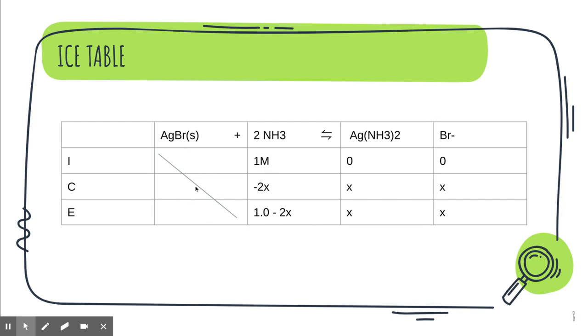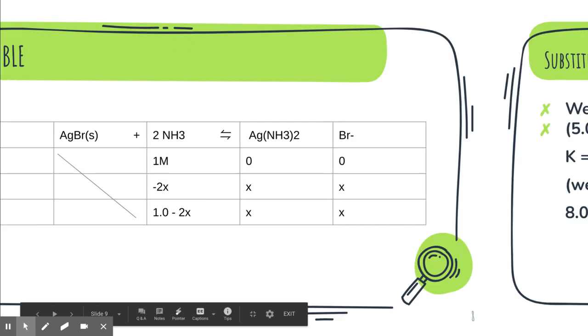Here, AgBr doesn't count because it is a solid, so we are not going to be using it in this part. We started with none of the reaction because remember, we're starting with adding this to that, so none of these have formed yet. So we start with an initial concentration of 0 and an x amount for the end concentrations. Since we have 2 moles of this, this will be decreasing by 2 times x amount of whatever is occurring here. So we're going to find out what these values are.